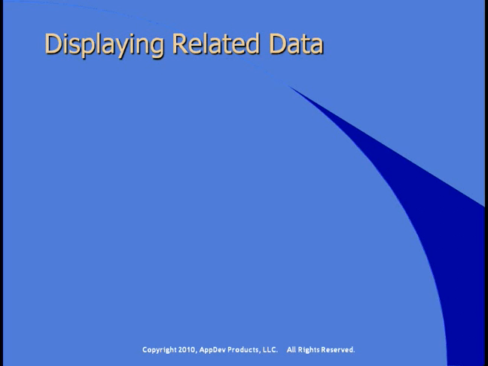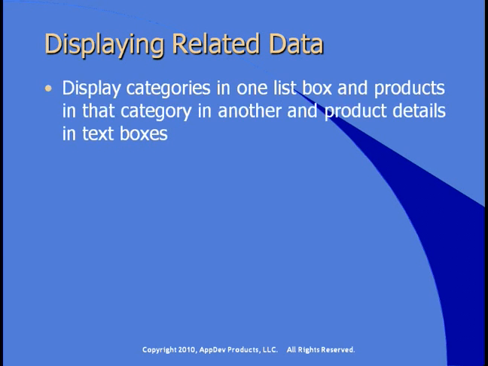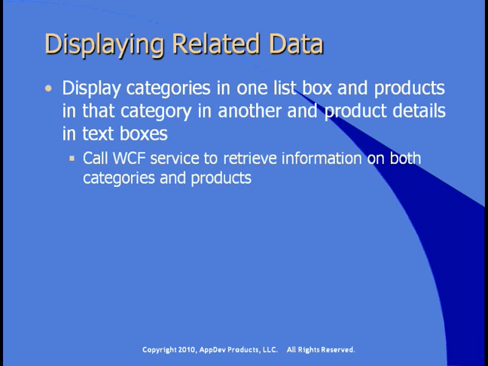What about related data, customers and orders, categories and products, etc.? Well, we're going to see an example where we display categories in one list box and the products in that category in another list box, and then below the products list box, detailed information on each product. So we're going to call the WCF service to bring back information on the categories and the products. And in our example, we're going to bring down all of the information at once. We'll talk about that a little bit more in depth when we get there.